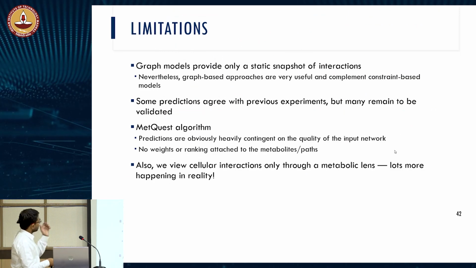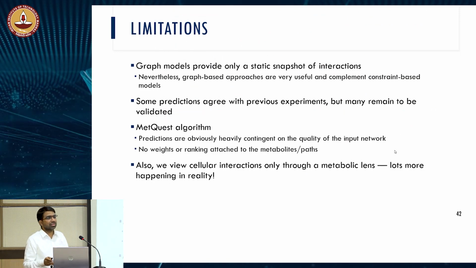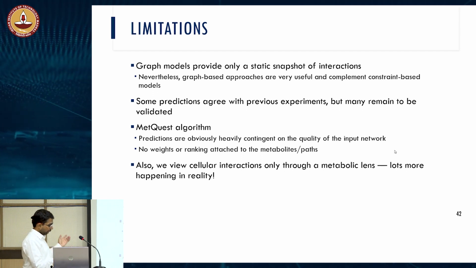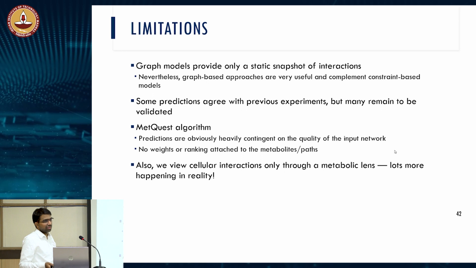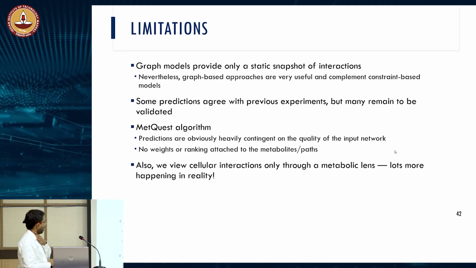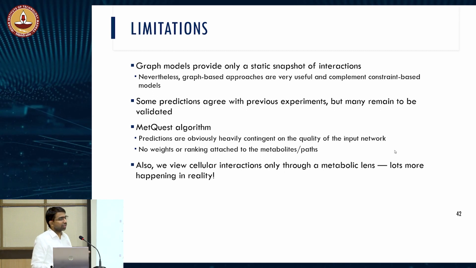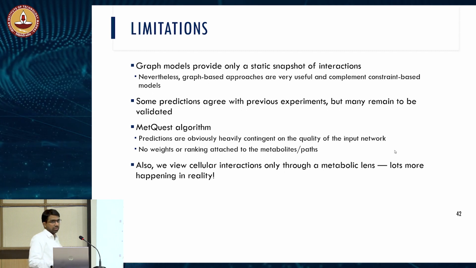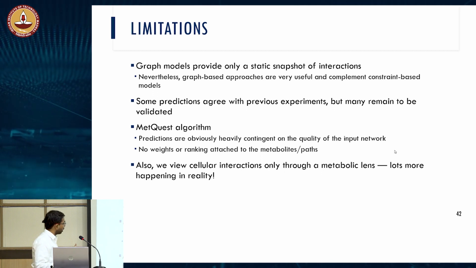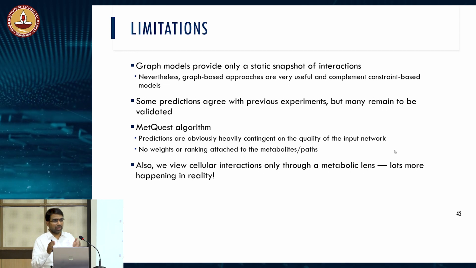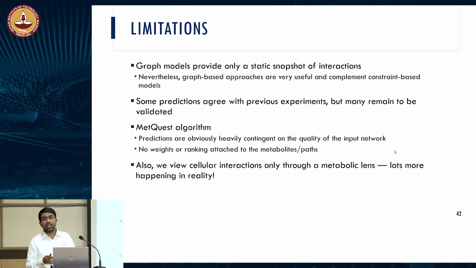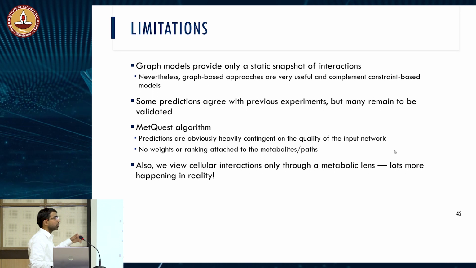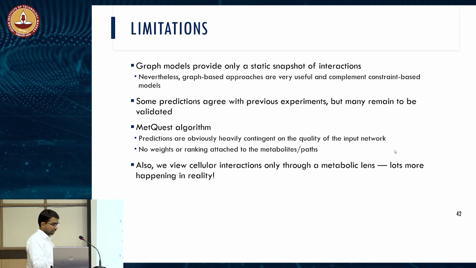So some limitations. The graph models just provide a static snapshot. It's a very simple system, but it's very useful, but you still have only a static snapshot of the interactions. And as I said, some predictions agree with previous experiments, but we generate a lot more predictions than we can readily validate. And our algorithm obviously is sensitive to the quality of the input models. And we don't yet have any weights or rankings attached to the metabolites and paths. And as I said, we focus most of our analysis, in fact all of our analysis, on a metabolic view of the cell. But as I argued in the very beginning, it's a very important aspect of how cells interact. So that's still justifiable. But essentially, there's a lot more going on in the cell, so we need to see how to study these interactions from other perspectives as well.